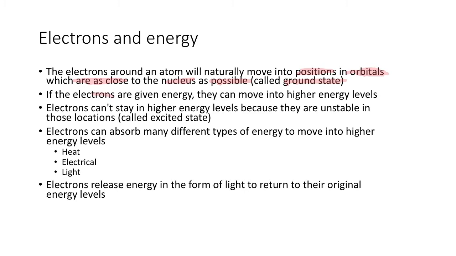possible. If the electrons are given energy, they can move into higher energy levels, which means that to be in a higher energy level, it's not its normal state, it's not its ground state. They need to have energy, so when they're given energy, they move up those energy levels. They don't stay in those higher energy levels because they're unstable, and this is called the excited state. And when they're unstable, they will come back down at some point, but there are many different types of energies they can use to help them move higher, such as heat, electricity, or light.